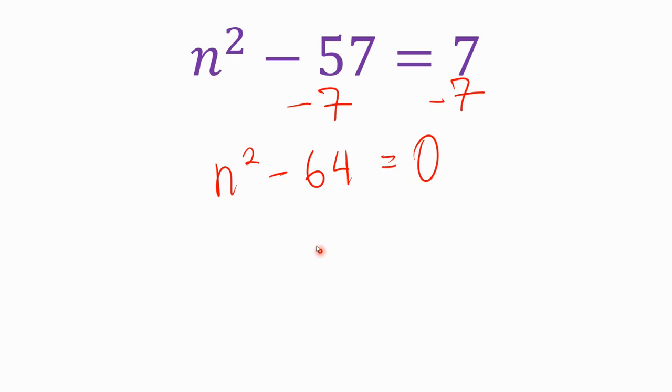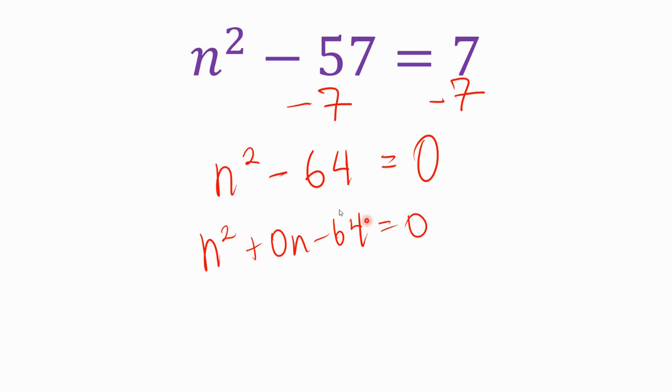Okay, step 2, see if there are any common factors I can pull out. This is n squared, this is 64. There's nothing I can pull out of both of those terms, so nothing for number 2. Step 3, I factor the polynomial. Now, this is one of those weird ones, right? Because we're missing the middle term. So if it helps, you can think about it like this. This is really n squared plus 0n minus 64.